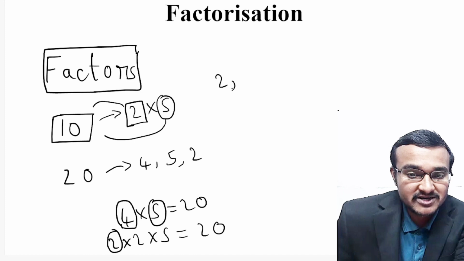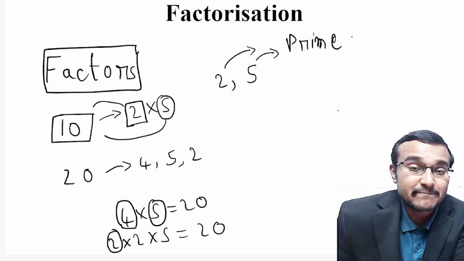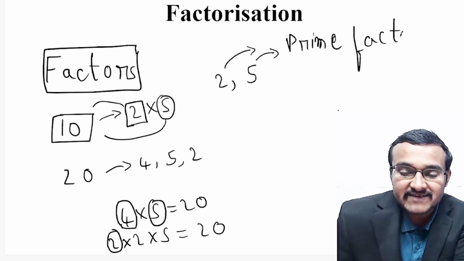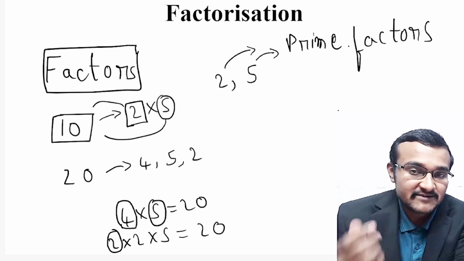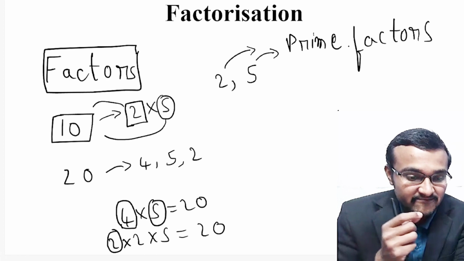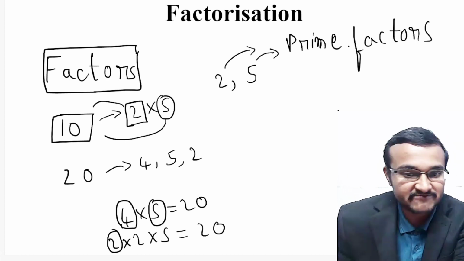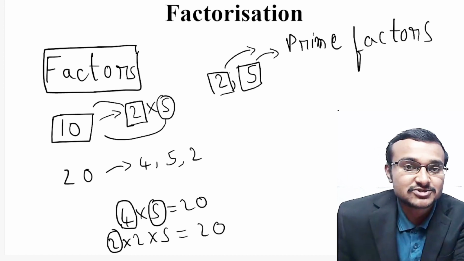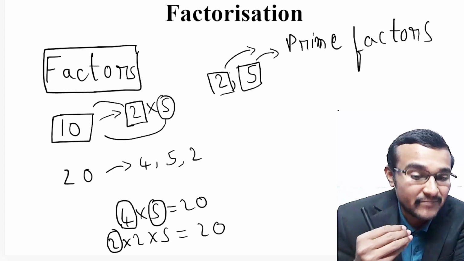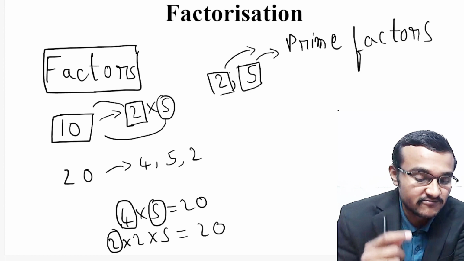Now this 2 and 5 are known as prime factors. Why? Because these are prime numbers. If you are taking factors of any particular whole number and those factors are prime numbers, then they are known as prime factors. Here you can see 2 and 5 are prime numbers. So that's why 2 and 5 are the prime factors of 10, and 2 and 5 are also the prime factors of 20.